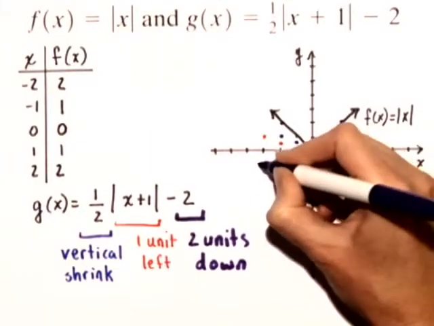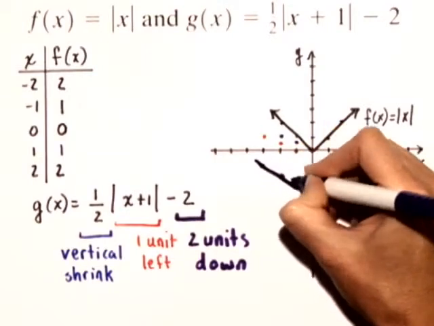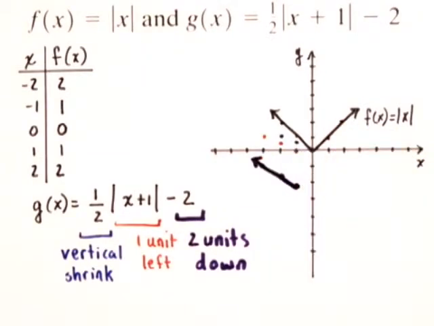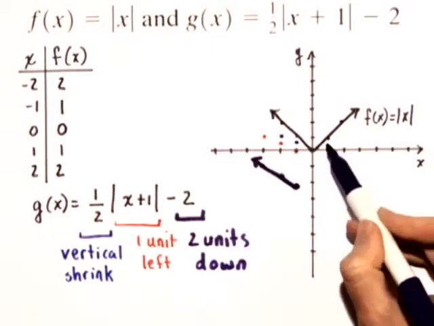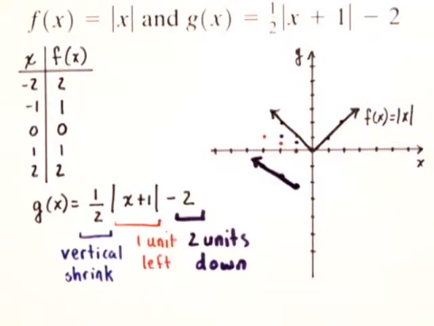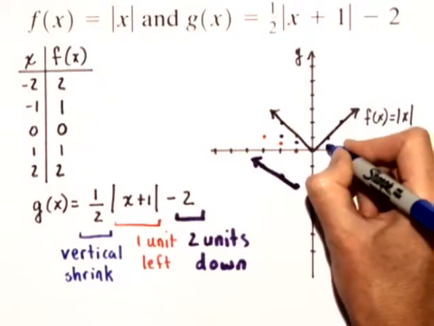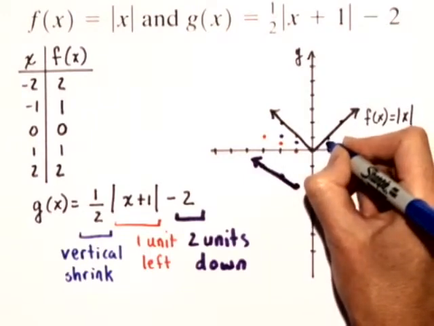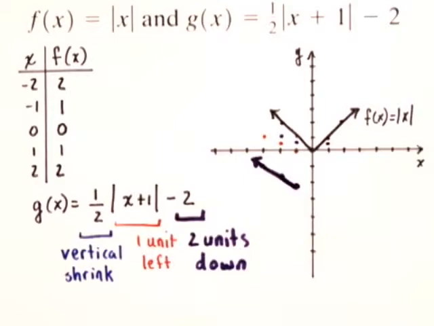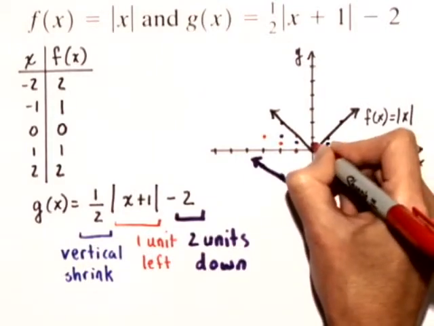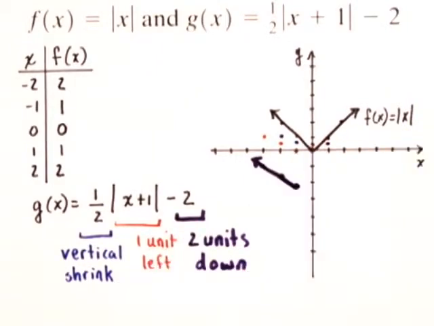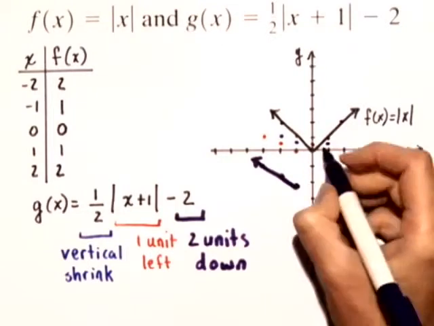Here is the first half of that graph. I only need to plot these other 2 points. So with (1, 1), I'll make it, first of all, half as large. That's my vertical shrink. 1 unit to the left is my horizontal shift, and 2 units down in purple is going to be the final point.